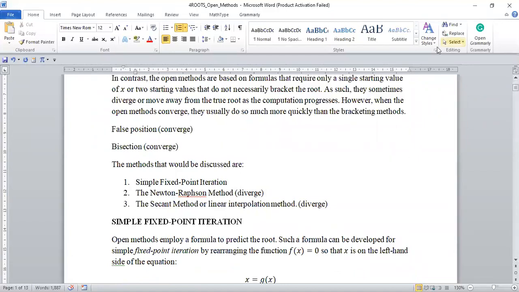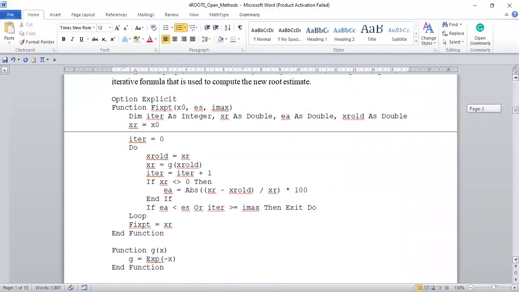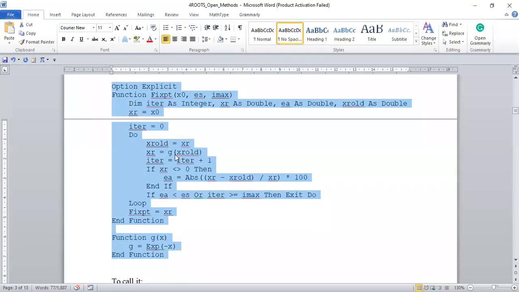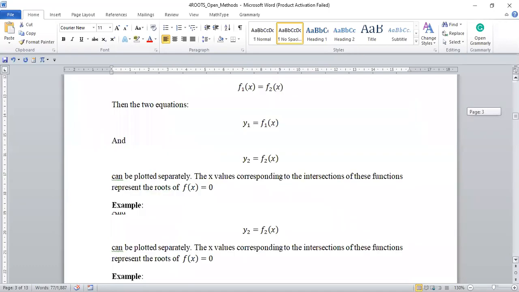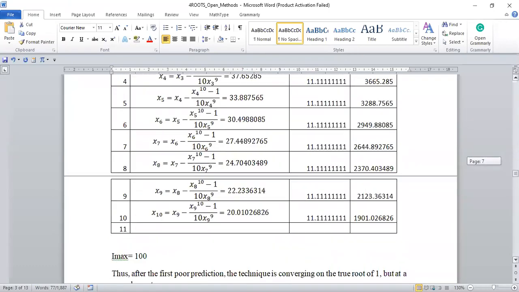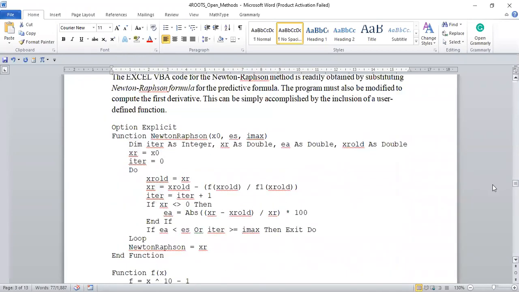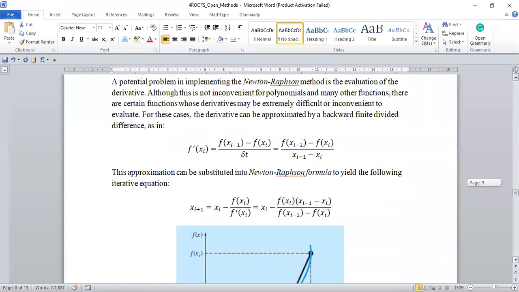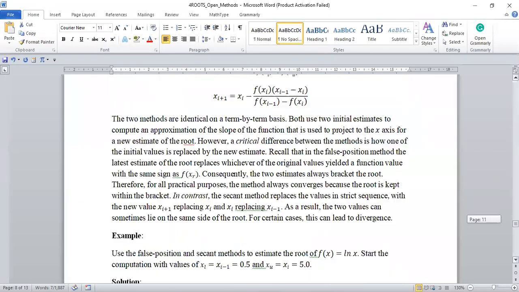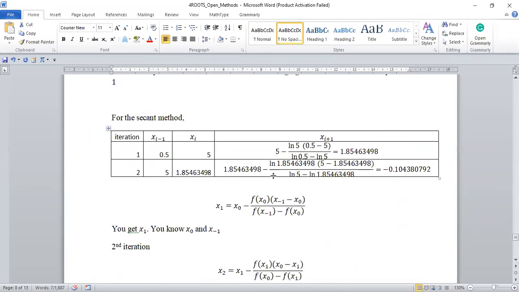So you should know the difference. Before we close, I just want to give you something like an expo really. This is the code for the fixed point iteration method, and this is the code for the Newton-Raphson method. They are basically the same thing, it's just that this line is the difference. But I didn't give you the code for the secant method. The code for the secant method is missing.